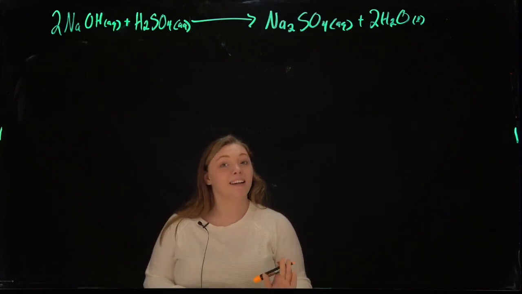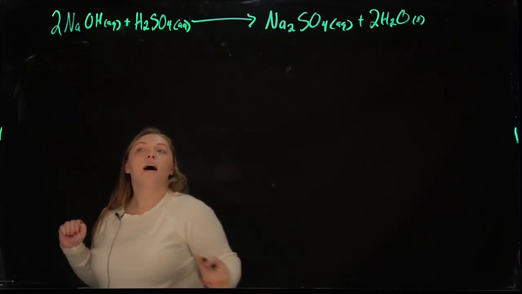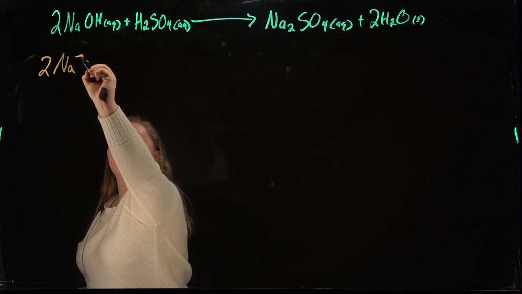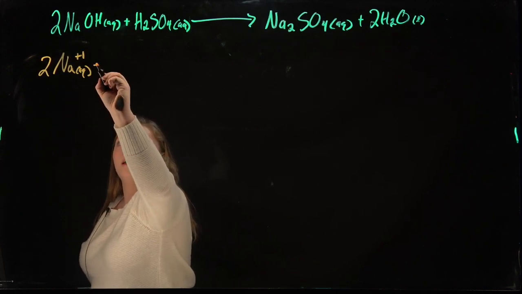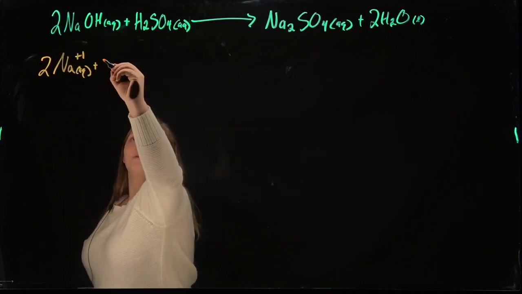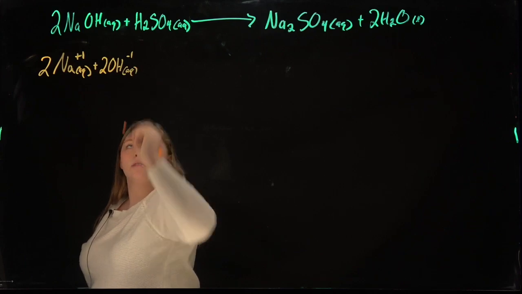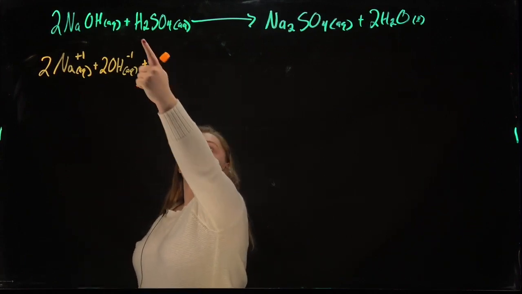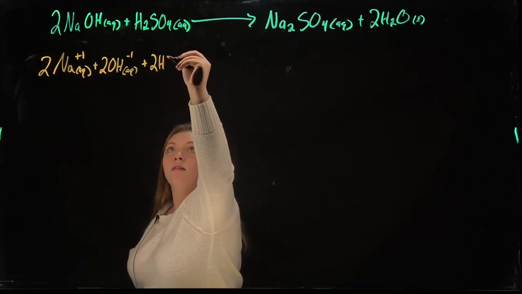I'm going to begin by dissociating. Now, since we have 2 NaOHs, I'm going to start by taking 2 sodiums, each with a charge of +1 in an aqueous solution. And then I'm going to add the 2 OHs, each with a -1 charge in aqueous solution. Then I'm going to move on to the next one. There's only 1, so I'm just going to count 2 hydrogens.